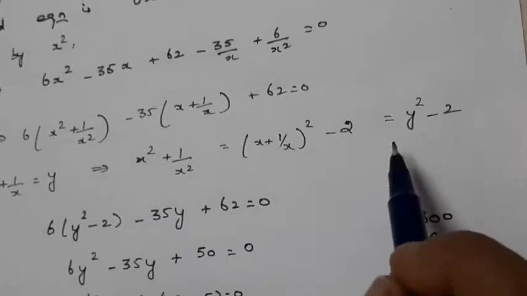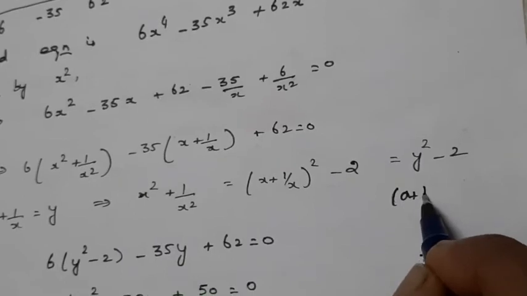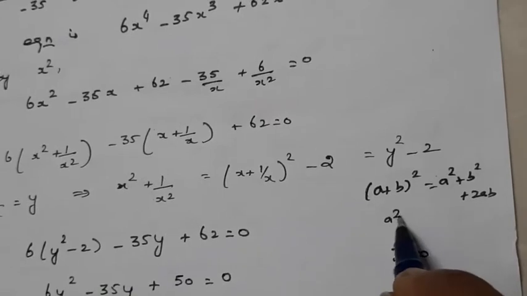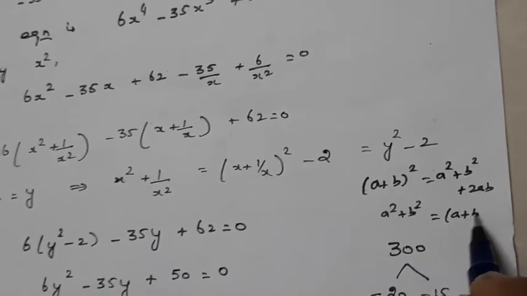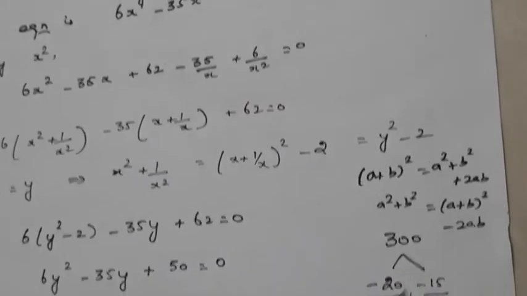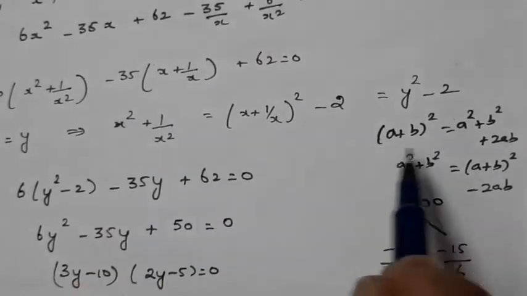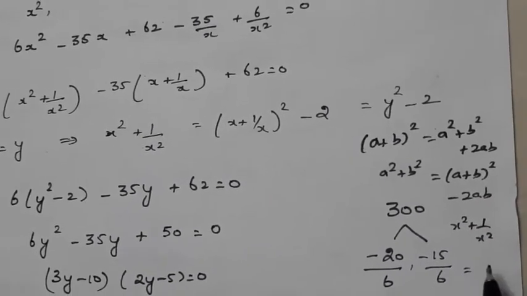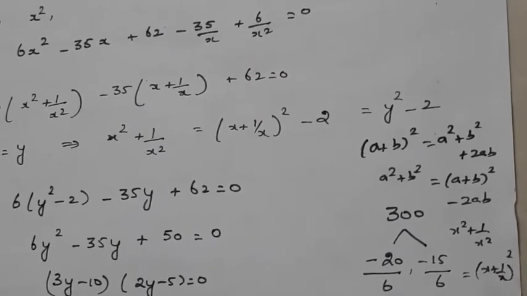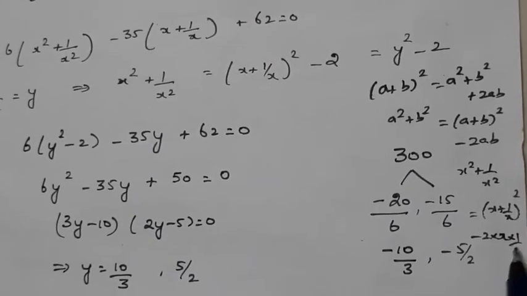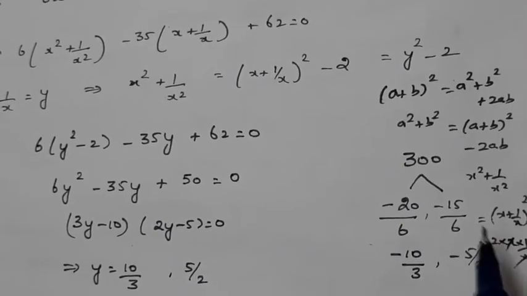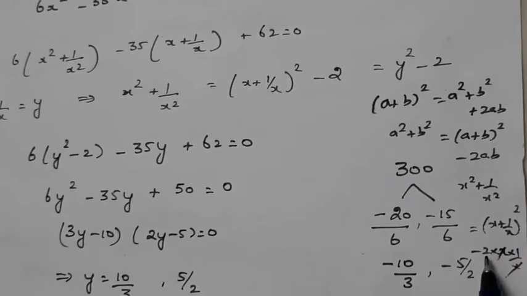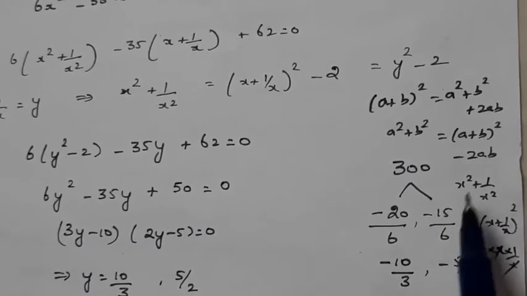How do you get this? You know that a plus b the whole squared is equal to a squared plus b squared plus 2ab, or a squared plus b squared is equal to a plus b the whole squared minus 2ab. If you take a as x and b as 1 by x, we have x squared plus 1 by x squared equal to x plus 1 by x the whole squared minus 2 into x into 1 by x. This x and x will get cancelled. So x squared plus 1 by x squared will always be equal to x plus 1 by x the whole squared minus 2. Okay. You may know this result even from your earlier standard.